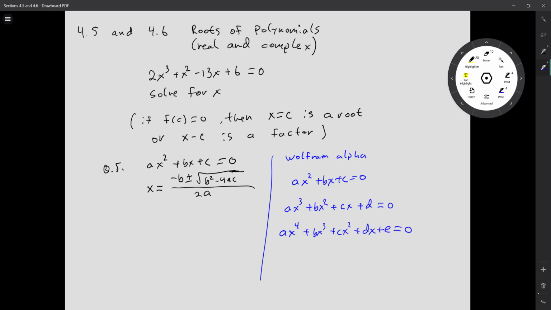And in fact, for degree 5, no formula can exist. In fact, it's provable. There cannot exist a formula to solve degree 5 polynomials.